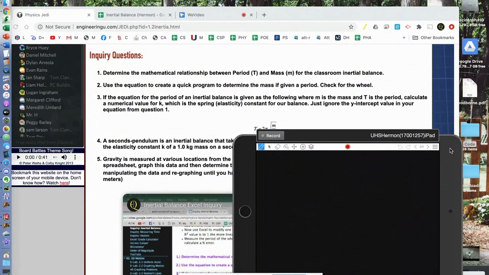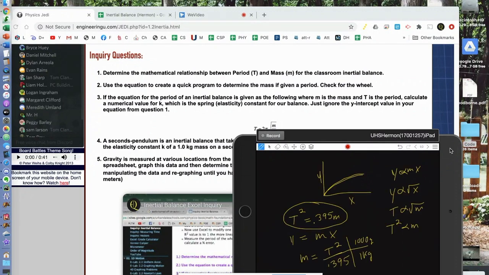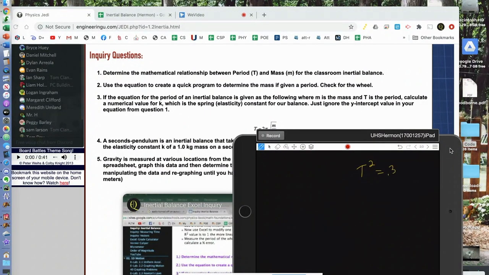If I had t squared equals, what was it? It was 0.395 times the mass. That's the equation we figured out from our graph. Now, what they're telling us is the actual physics equation is T equals 2 pi times the square root of m over k, and k is an elastic constant for the spring. All right, this part gets confusing to people, so I'm going to show what we're doing.